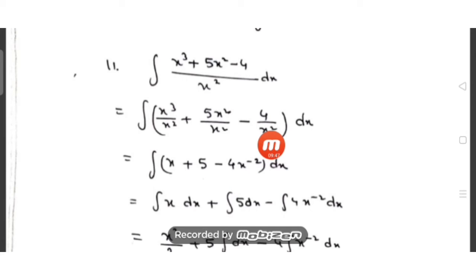As we don't have a result for integration except for x to the power n and 1 by x, there is no result for an algebraic term with a constant power in the denominator. So I have brought this to the numerator, and it can be written as x to the power minus 2. I hope you remember it now. When I bring this positive power to the numerator, it becomes negative.